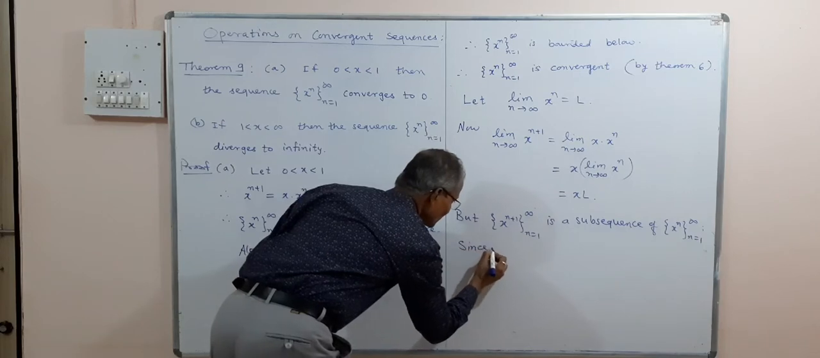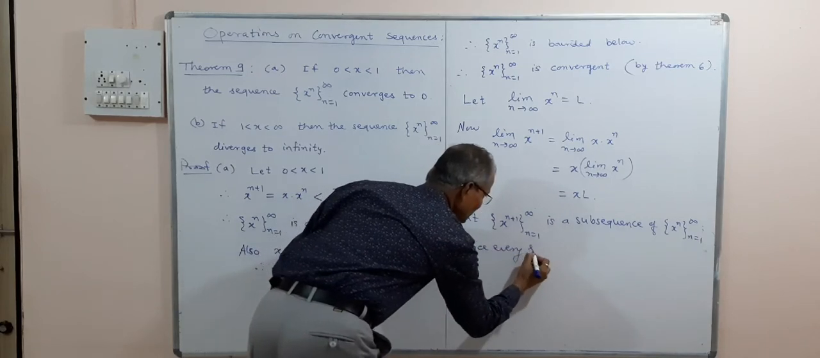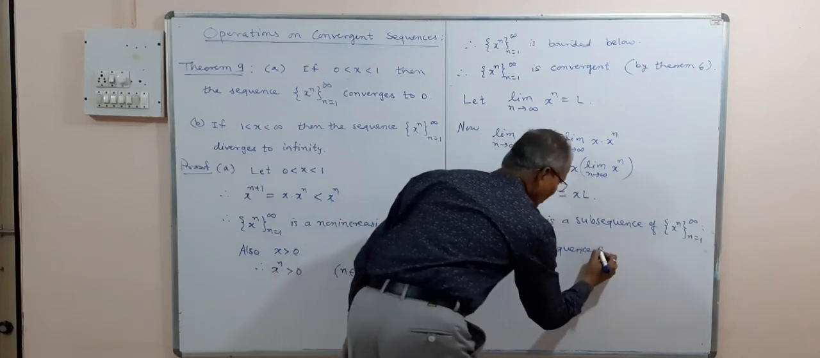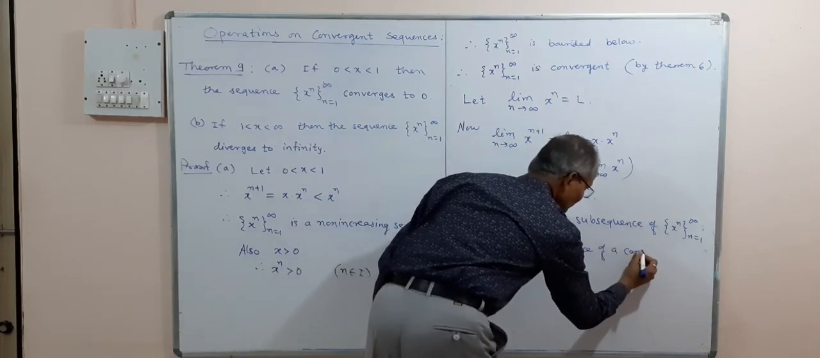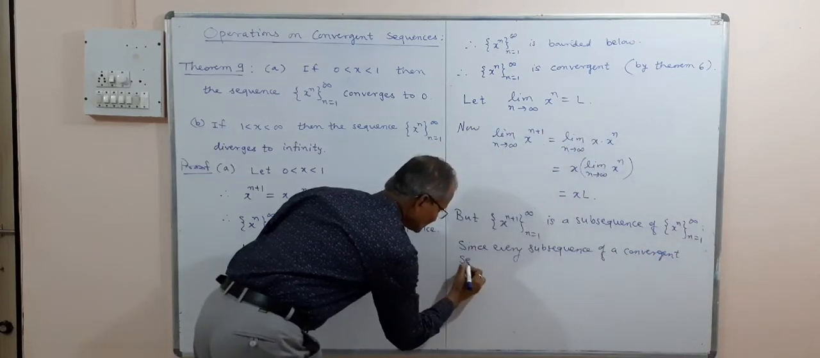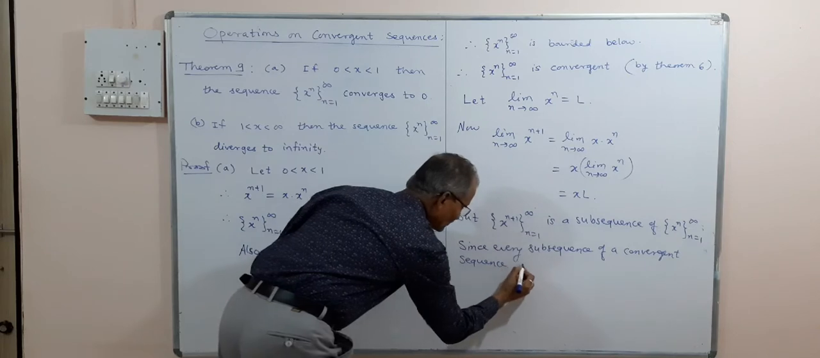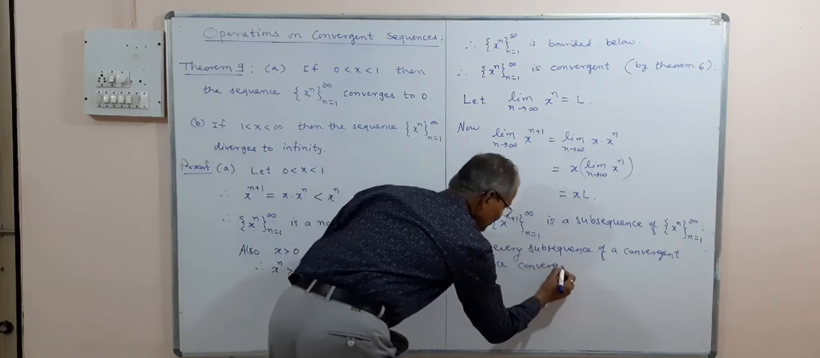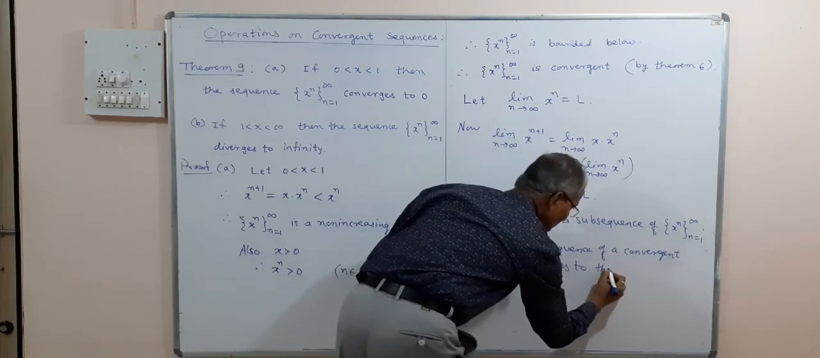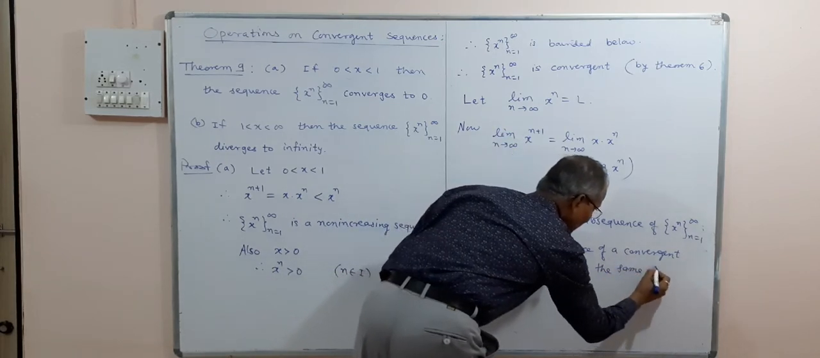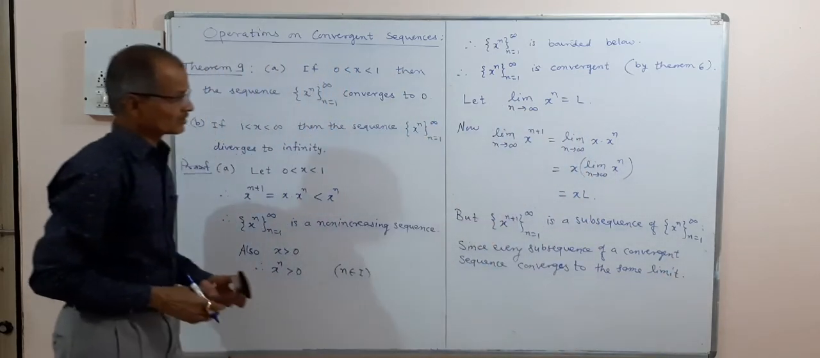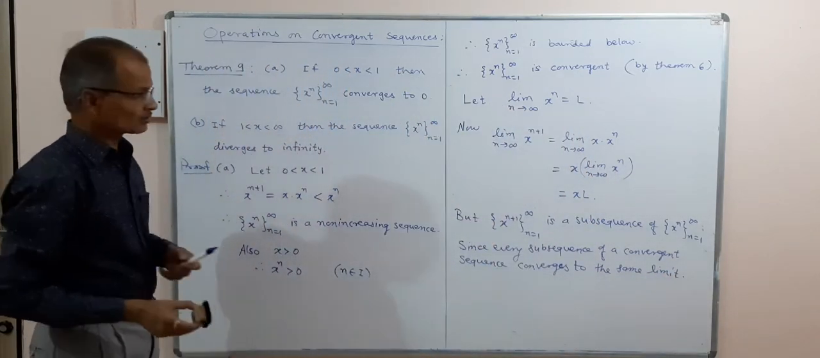So since every subsequence of a convergent sequence converges to the same limit, we must have this sequence x raised to n plus 1 also converging to L.